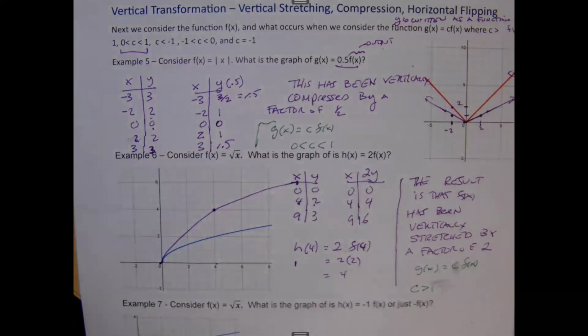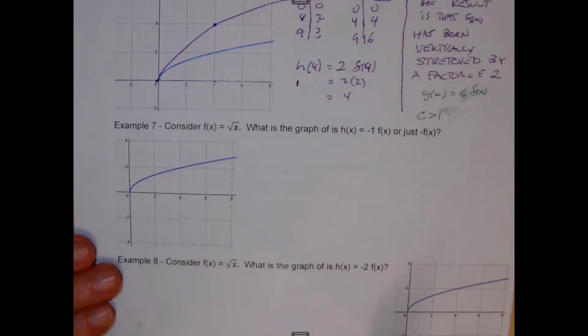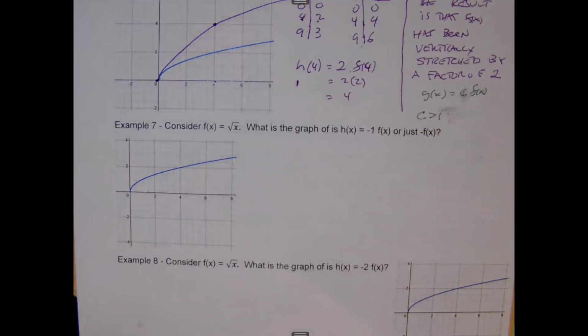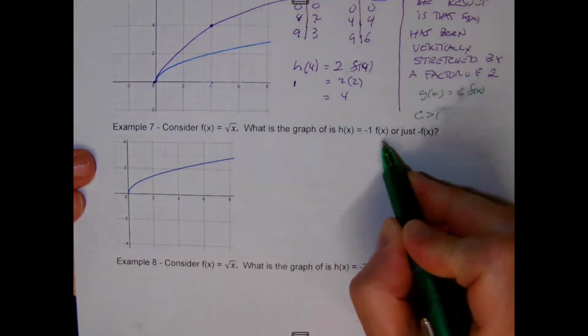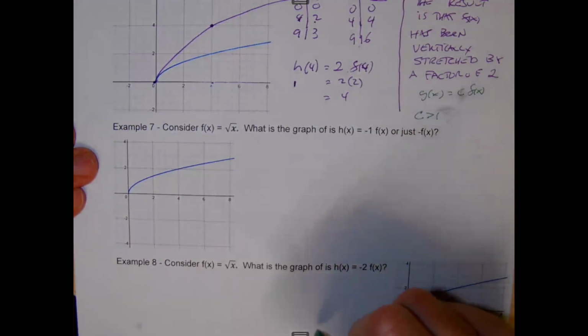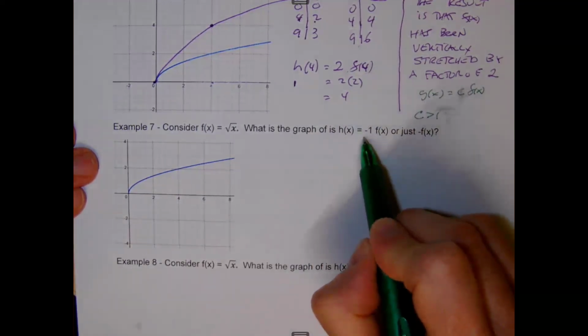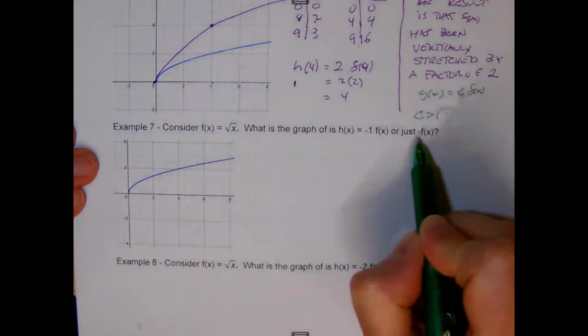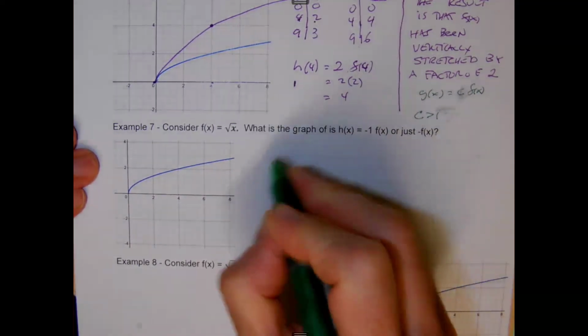What about this equation? Consider, again, the same function, f of x equals square root of x. What is the graph of h of x, where I'm multiplying by -1, or just take the opposite of f of x, either one. These are two different operations. One's multiplied by -1. Let's just find the opposite of everything.